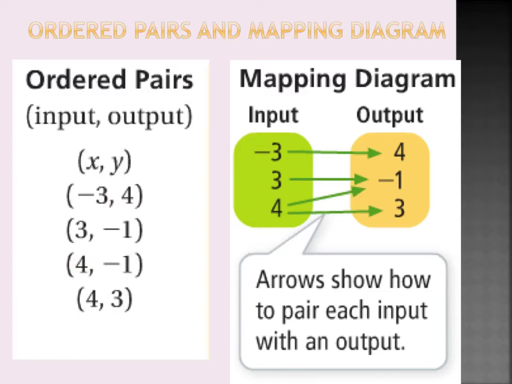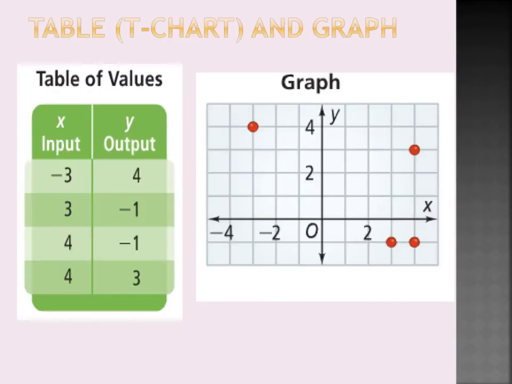And here I have those same values, but now in a mapping diagram. So I have my input and my output values, my domain and my range. And the arrows show how to pair each of the values together. So -3 went with 4 here, so -3 has an arrow to 4 over here. Here I have a table of values, or a t-chart, where we have our x values and our y values, and those are written in columns, and then the rows are the ordered pairs that go together. And then here's the graphical representation where we're actually plotting them on an x and y coordinate plane.